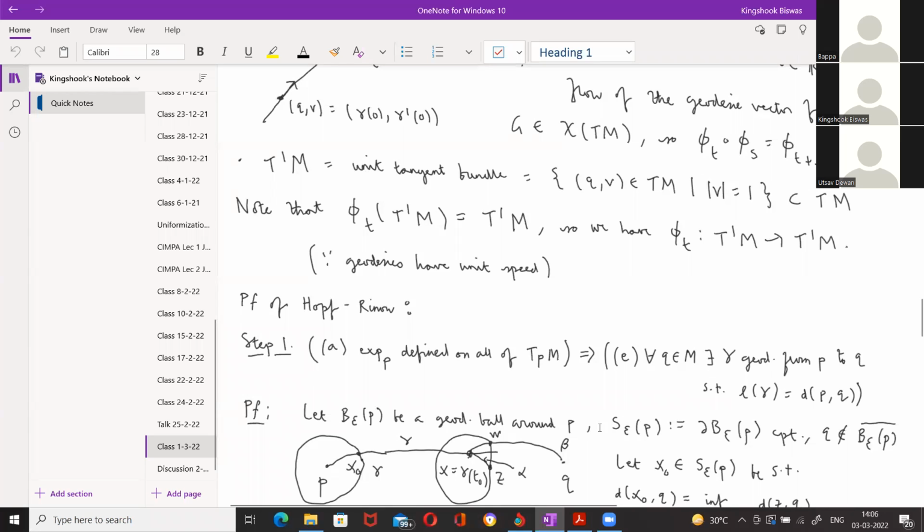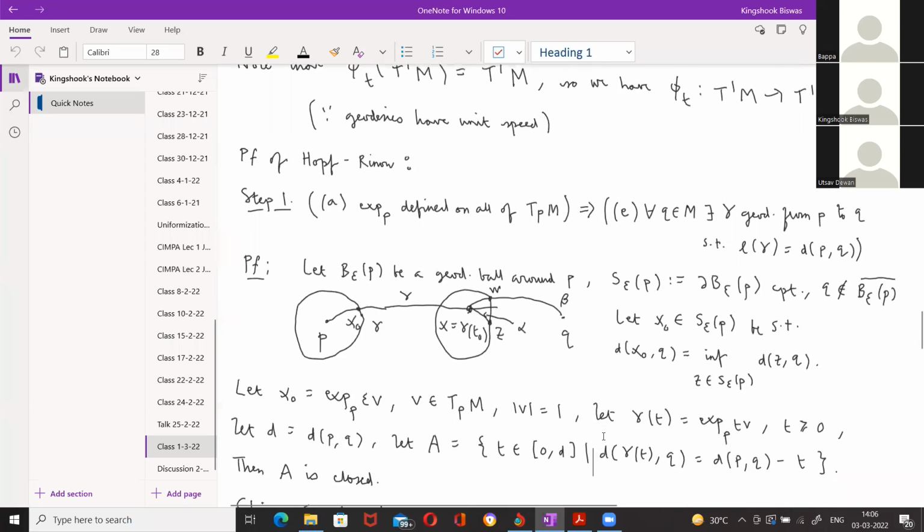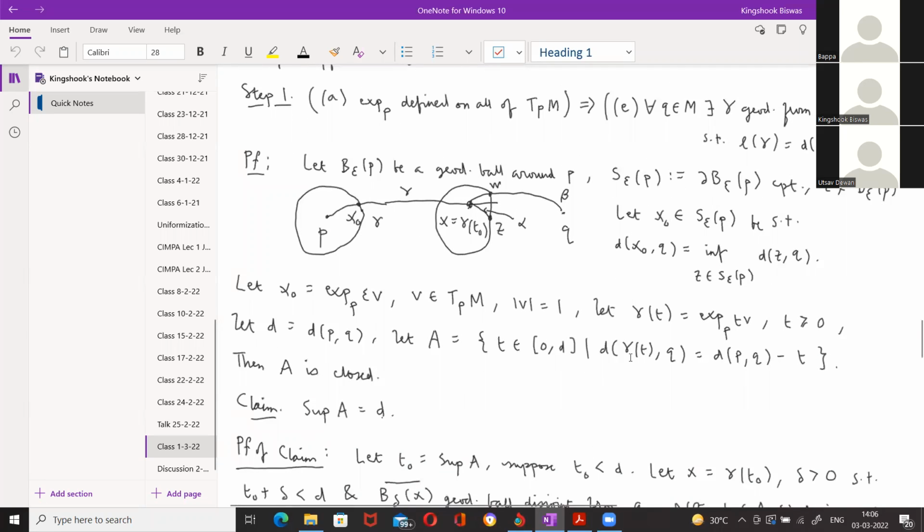So just one thing about the proof. The idea is to look at the distance function from a point. We have the point Q and we want to go from P to Q. What does that mean? That means we want to decrease the distance from P to Q, right? We want to keep moving in such a way that the distance to Q keeps decreasing. And the natural thing to try is to make the distance decrease as fast as possible, right?